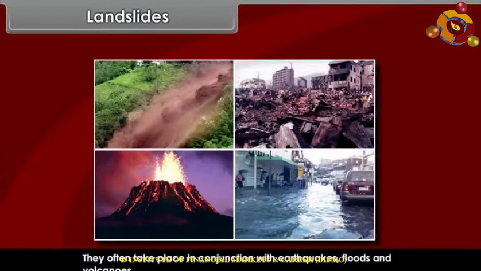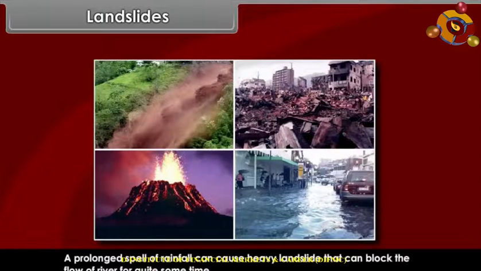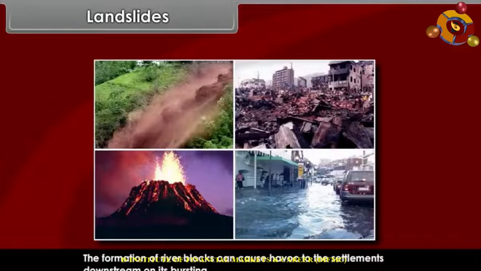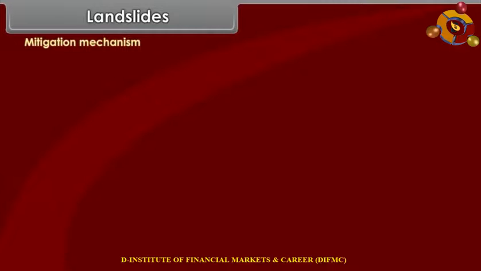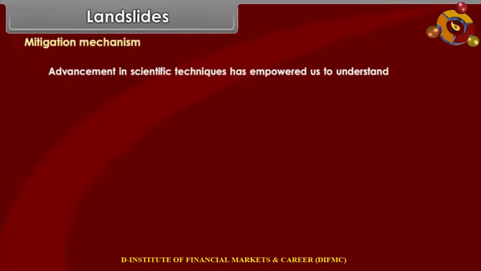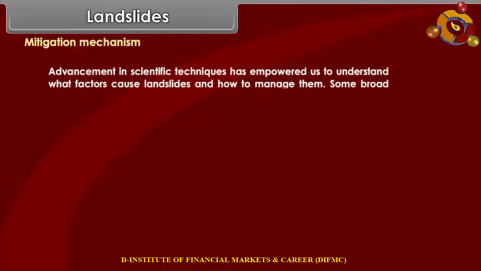They often take place in conjunction with earthquakes, floods, and volcanoes. A prolonged spell of rainfall can cause heavy landslides that can block the flow of a river for quite some time. The formation of river blocks can cause havoc to the settlements downstream on its bursting. Mitigation mechanism. Advancement in scientific techniques has empowered us to understand what factors cause landslides and how to manage them.